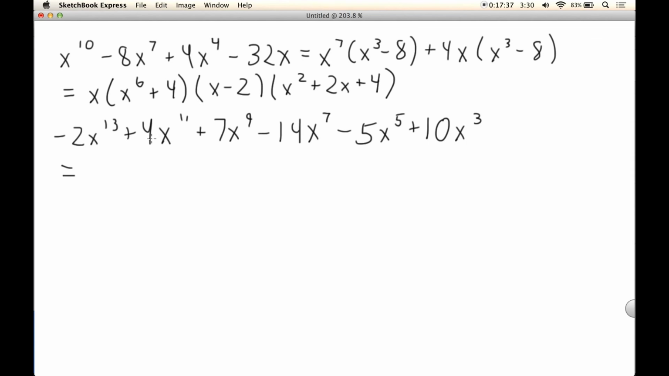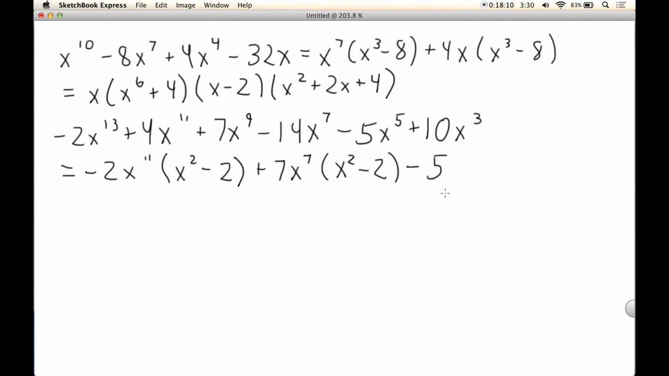So we will be dealing with these very long polynomials in the future, so we do need to learn how this works. So we're going to factor out negative 2x to the 11th from the first 2. And we're going to factor out 7x to the 7th from the next 2. And you notice we're getting x squared minus 2 for each of them. So if you ever don't get that for one of them, you know you did something wrong.